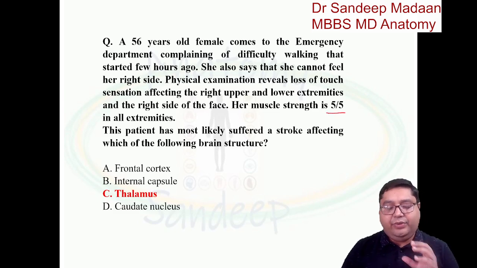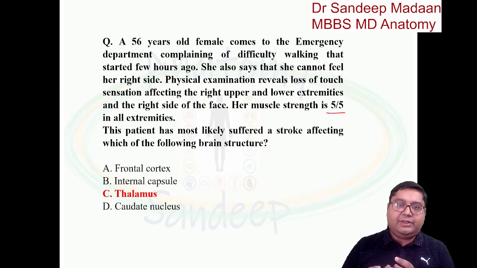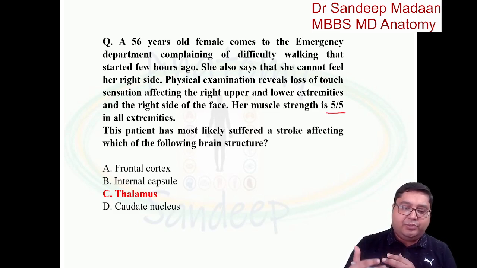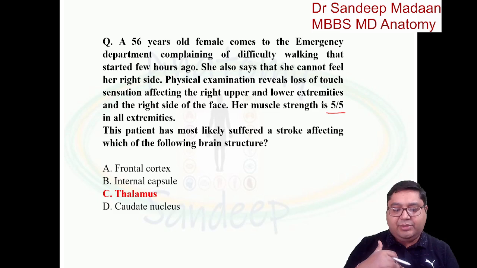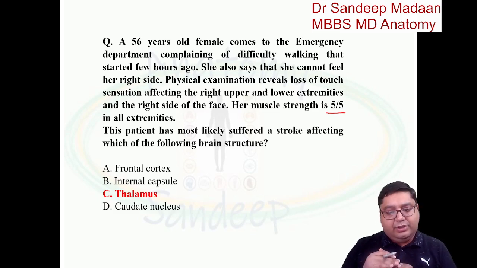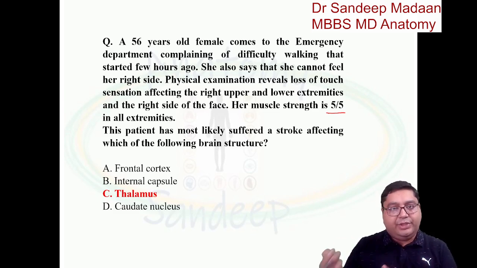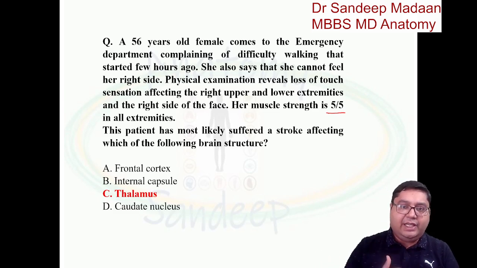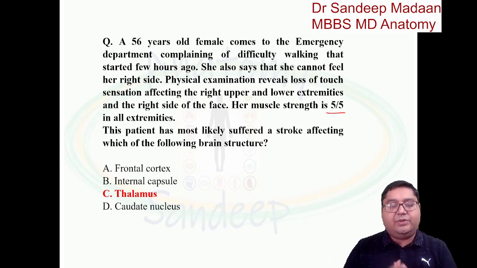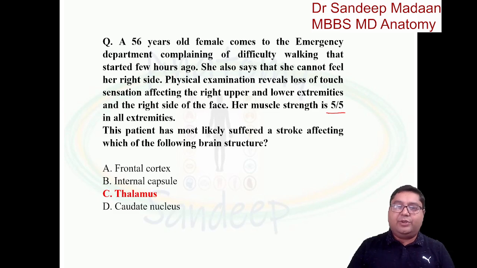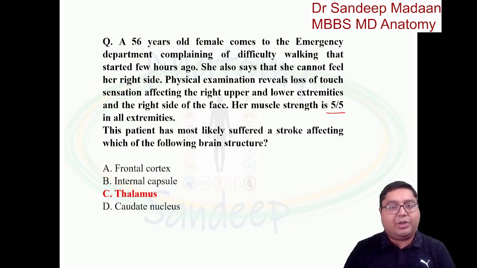That means we are looking at a sensory stroke. That means all the sensory fibers which are supposed to pass via the thalamus are affected. So there must be a thalamic stroke, particularly the posterior part where the sensory fibers are relaying. That is why this patient has only loss of sensation, but there is no motor loss.